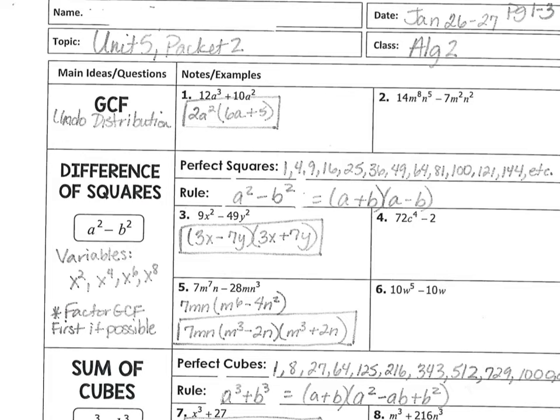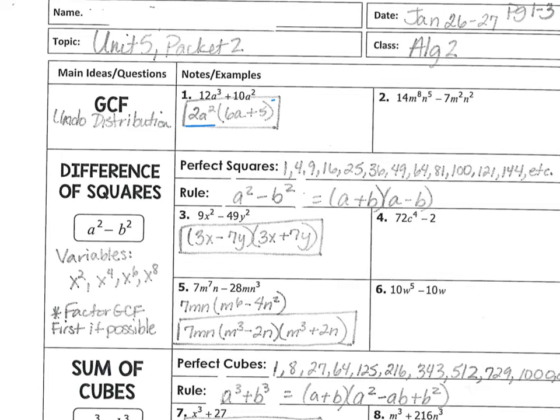To figure out what goes in parentheses, I divide my beginning polynomial by the GCF. 12 divided by 2 is 6. A to the third divided by a squared is a. Then 10 divided by 2 gives me the 5. A squared divided by a squared means I don't have a letter on that one. So my final answer is 2a squared times 6a plus 5.